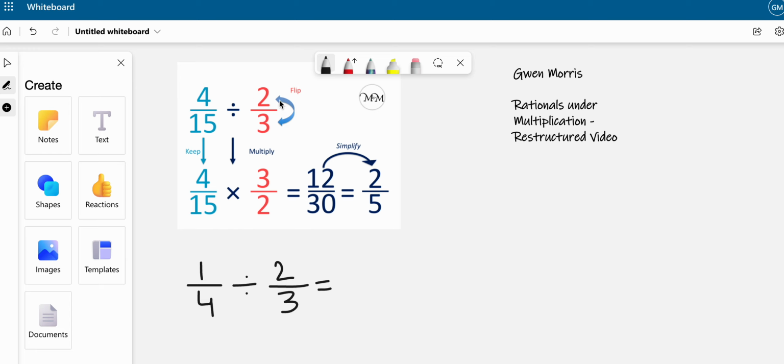So it may be easier for students to think keep, change, flip, but they should also be able to identify the terminology on what reciprocal, the multiplicative inverse, would be of this number. So without finding the inverse, the reciprocal, you won't be able to figure out how to multiply out these two terms now, the 4/15 and the 3/2, to find your answer, which can then be simplified.